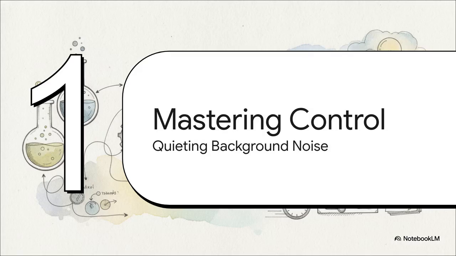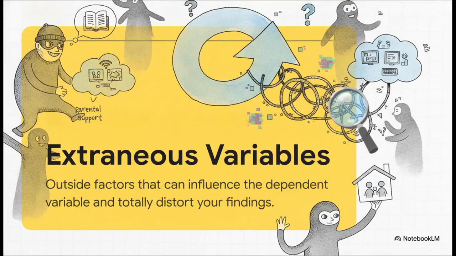Okay, so your lead actors are hitting their marks perfectly. But what about all that background noise on the set? Welcome to Chapter 2, Mastering Variable Control. While you are laser-focused on your independent variable, there are almost always uninvited guests trying to crash your study. We call these extraneous and confounding variables. Basically, these are outside factors that can secretly influence your dependent variable and totally distort your findings.